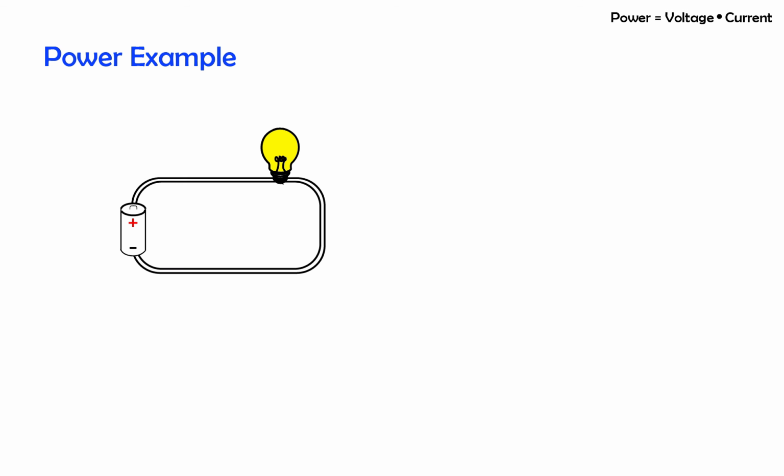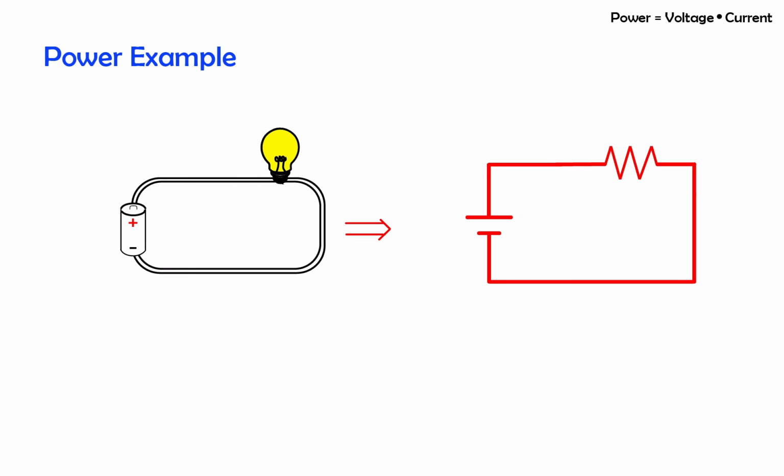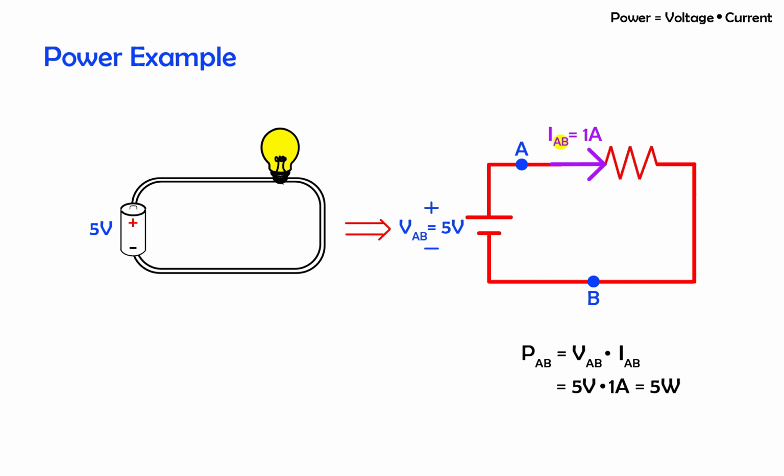Let's connect a battery to a light bulb. The first thing we want to do in the analysis is convert the components to their symbols. Now that we have a schematic, suppose the battery generates 5 volts, then the voltage VAB is 5 volts. Let's say we measure the current going through the light bulb, and we find it to be 1 amp. Remember that all parameters have a name, so let's name the current IAB since it's flowing from A to B. Then power PAB is the multiplication of VAB and IAB, or 5 watts.